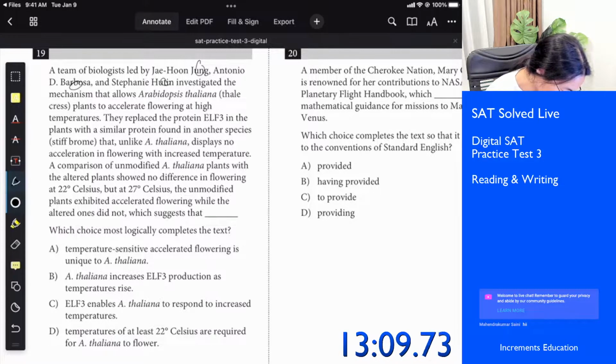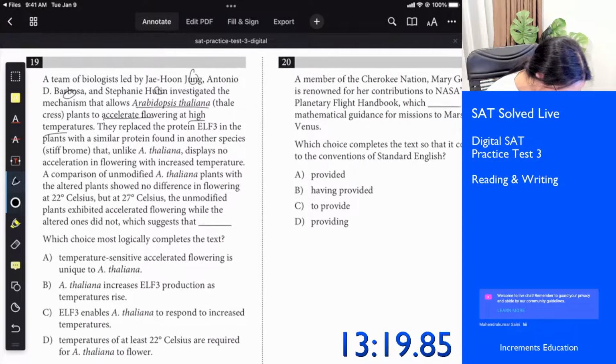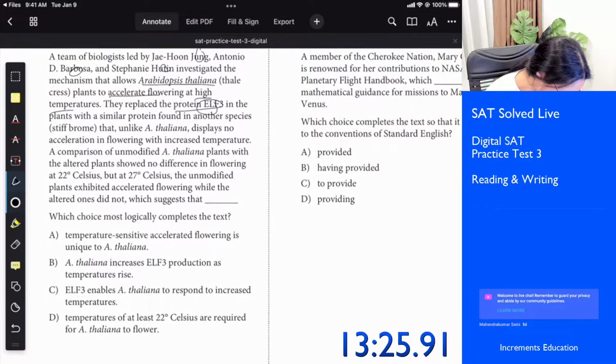Barbosa Houghton investigate mechanism allows AT, the Theocrest plants to accelerate flowering at high temperatures. To accelerate the flowering, they replace the protein ELF3 in a plant. Similar protein, the unlike displays no acceleration. Unmodified show no difference in flowering. The unmodified exhibited flowering while the altered ones did not.